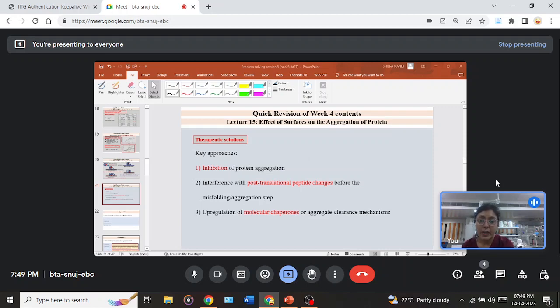So probably we went through most of the topics that were covered during the lectures, that is lecture number 13, lecture number 14, as well as lecture number 15. Apart from that, now we will try to solve certain questions specifically that help you to solve the questions of assignment number 5.